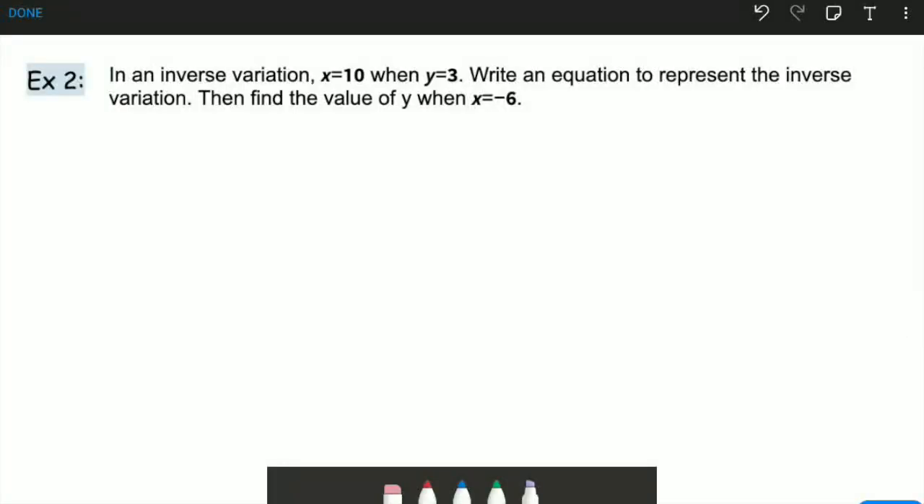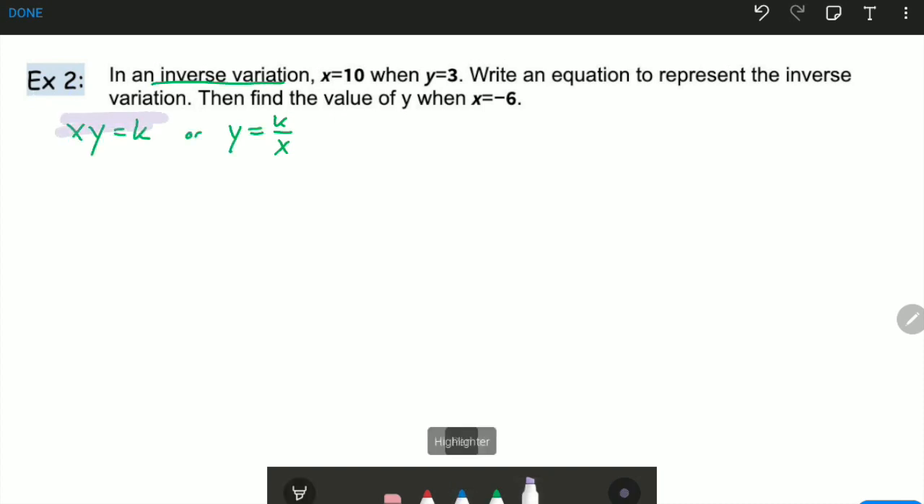In the next example, it says in inverse variation, we have x is 10 when y is 3. Write the equation to represent inverse variation, and then find the value of y when x is negative 6. Now, when it says inverse variation, that means the general equation is either xy equals k, or y equals k over x as a general equation. I'm just going to stick with using this one.